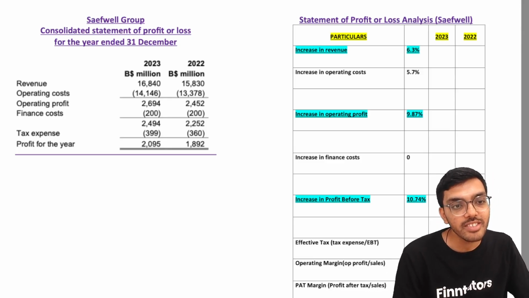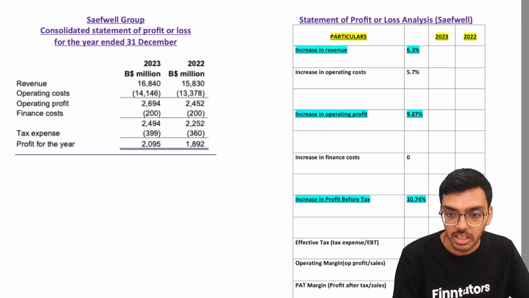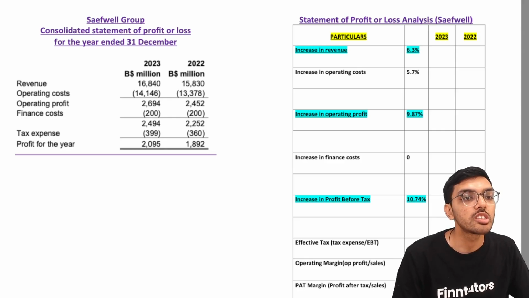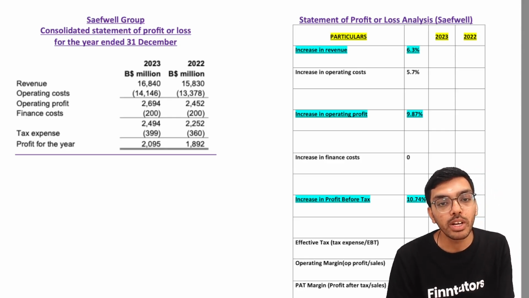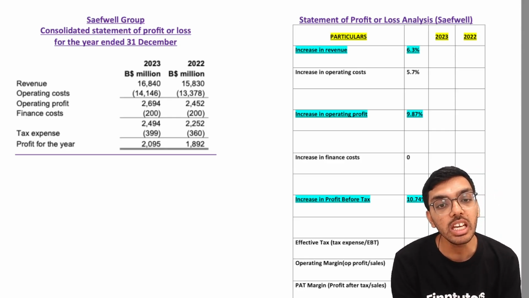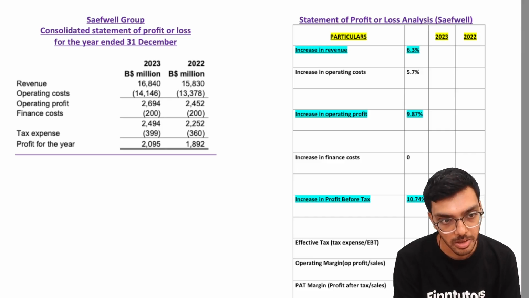Next, there is the tax expense. From 360, it became 399. So this got me to the profit for the year, which is a healthy increase from the last year.